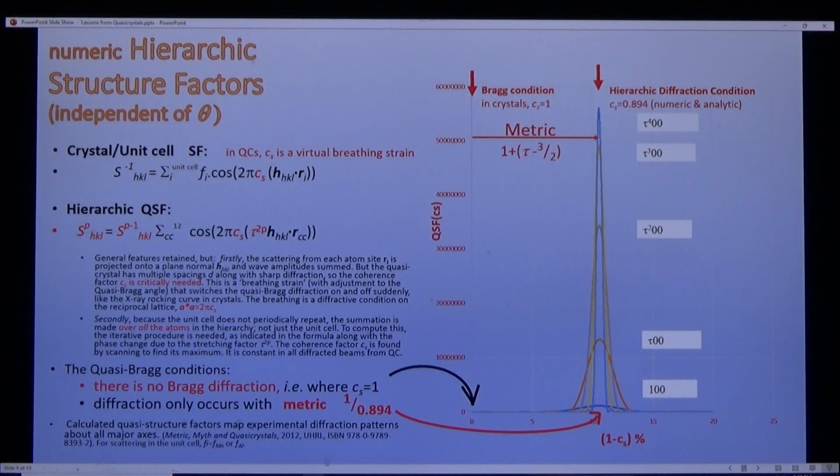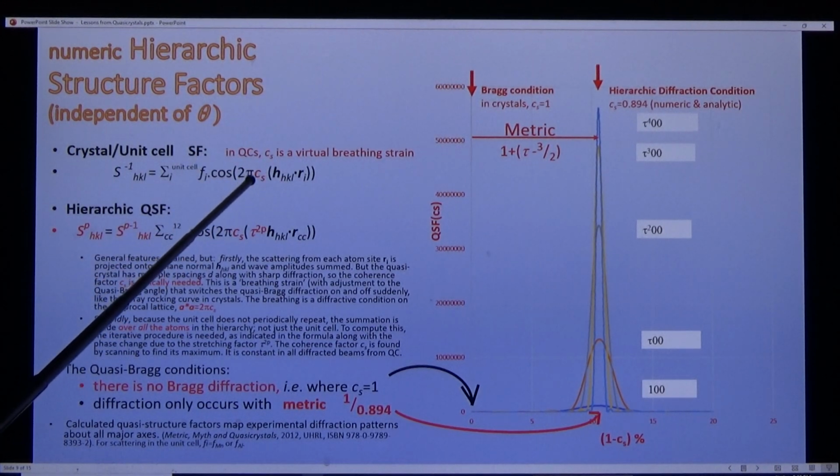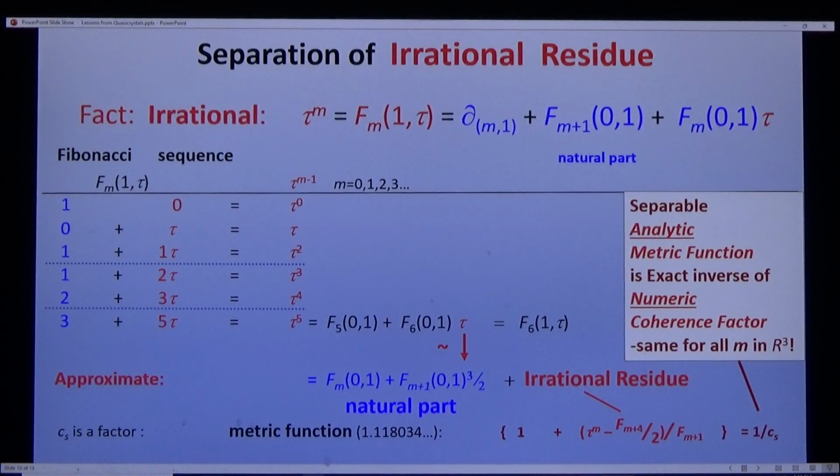And what is CS due to? It's a kind of breathing strain in the quasicrystal, a virtual breathing strain that causes the diffraction to switch on and off as the quasicrystal rocks about the quasi-Bragg condition. We're going to analyze it in detail.